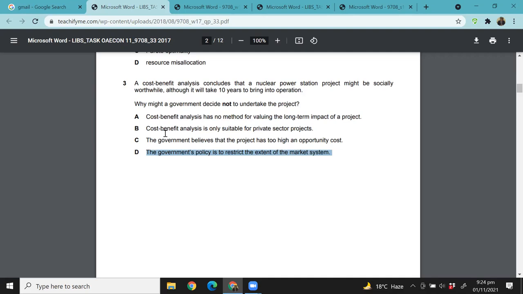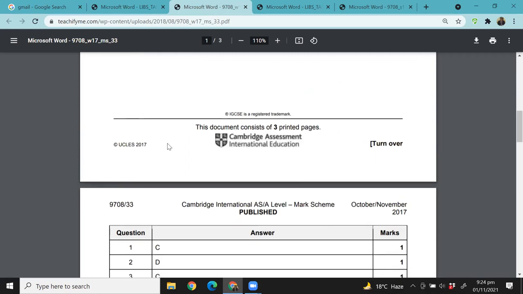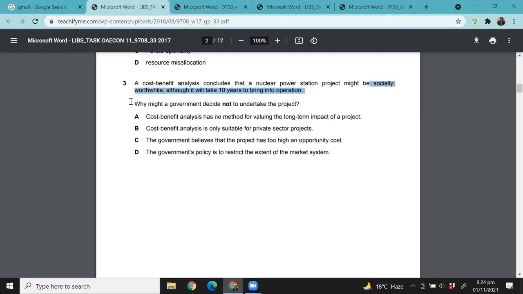Right. So if it's socially desirable, it's already mentioned, it's socially worthwhile, and it takes 10 years to come into operation. So why would the government not decide to continue with it? C, absolutely excellent. Because the opportunity cost is so high that the government doesn't want to commit that much of an amount.